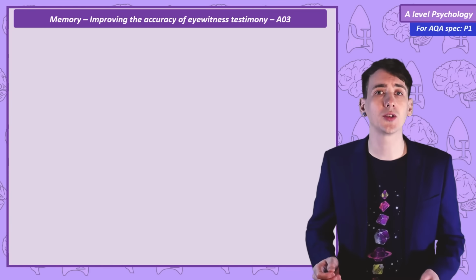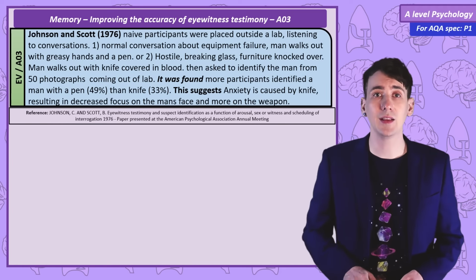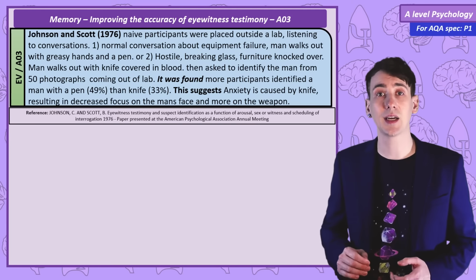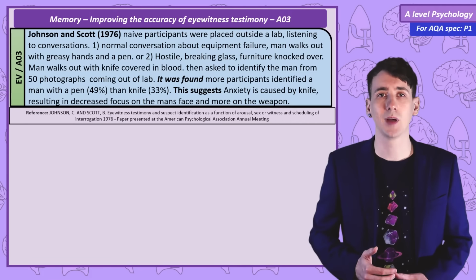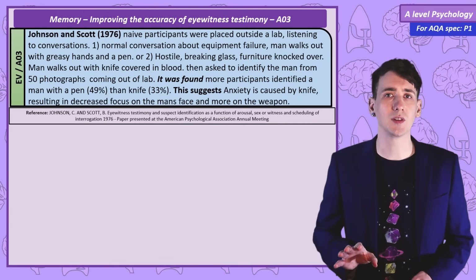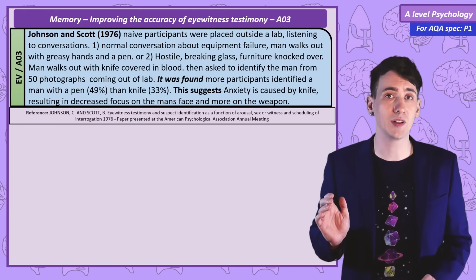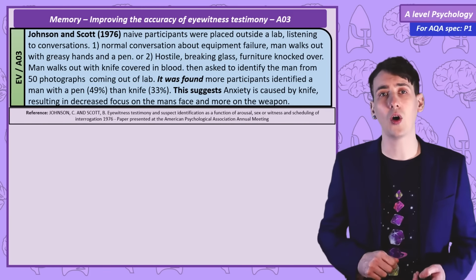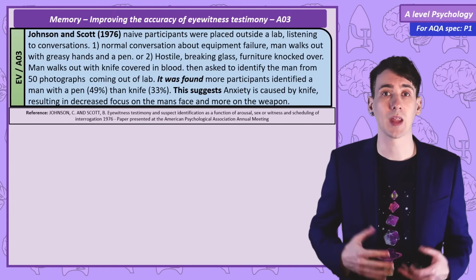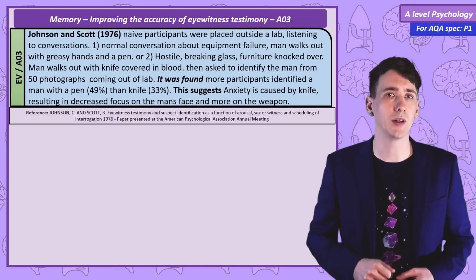The classic research on anxiety in eyewitness testimony was conducted by Johnson and Scott. In this study, unaware, or we can call them naive, participants sat outside a lab waiting to take part in a study. But little did they know, the study had already started. The participants either heard a conversation about equipment failure and a man walking out with greasy hands and a pen, or a hostile conversation, breaking glass and furniture being knocked over. A man walked out, but this time with a knife and his hand covered in blood.